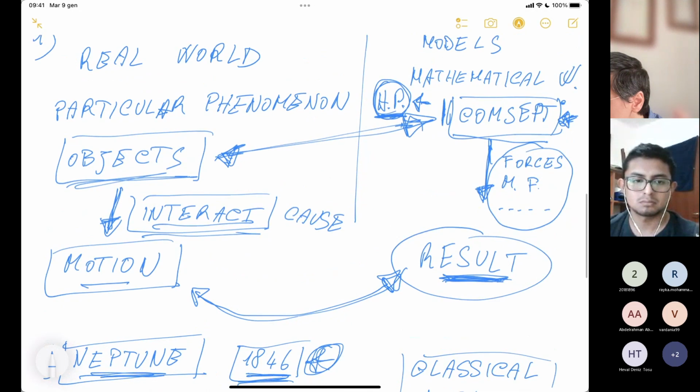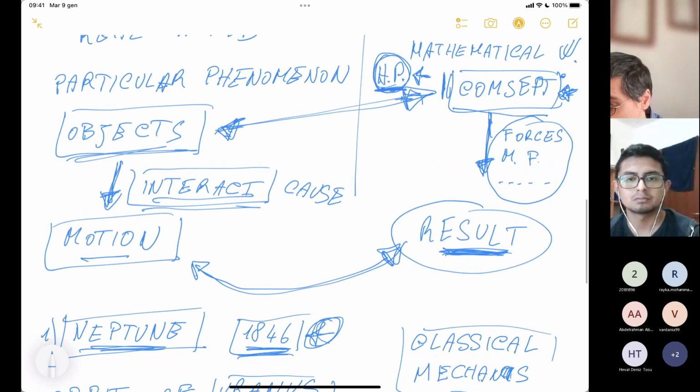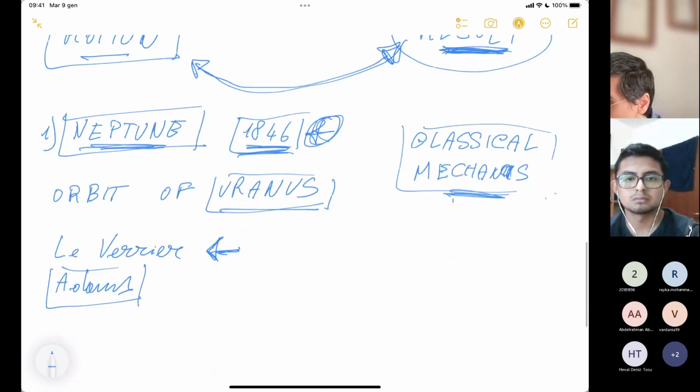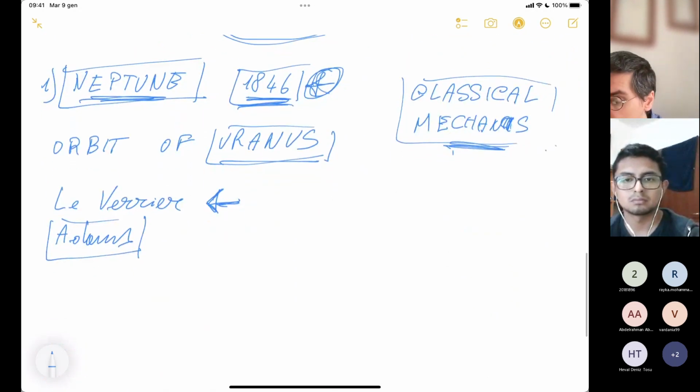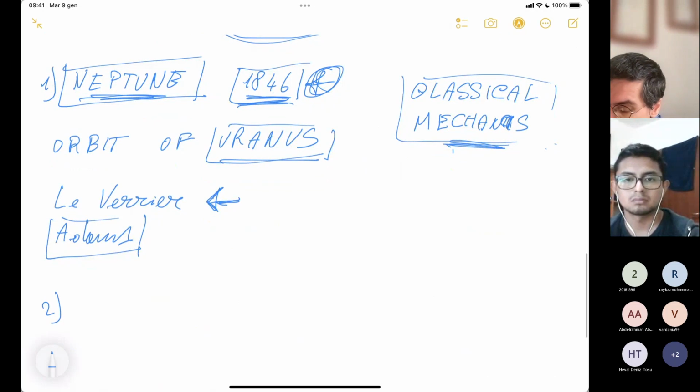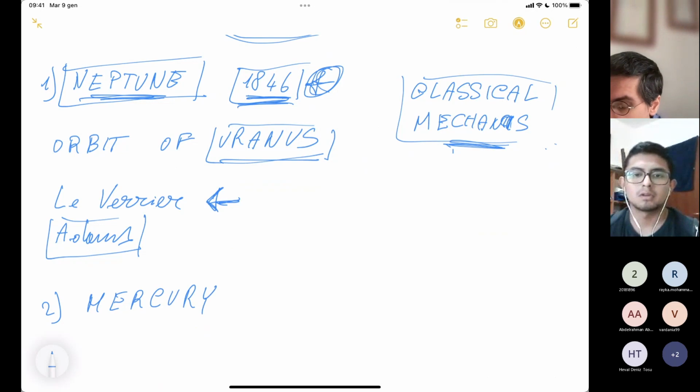And after all, the same example can be done using the classical mechanics and the planets, also to talk about this other situation. The case was made for what happened to Mercury. The planet Mercury.